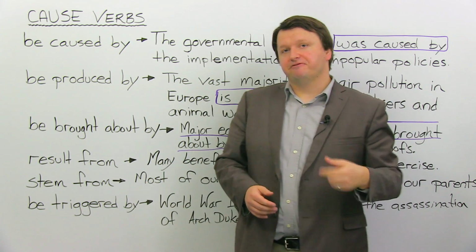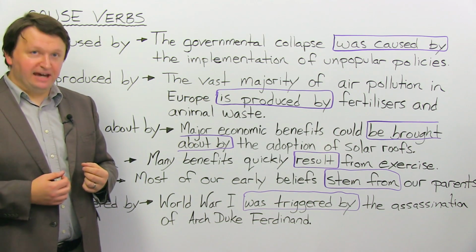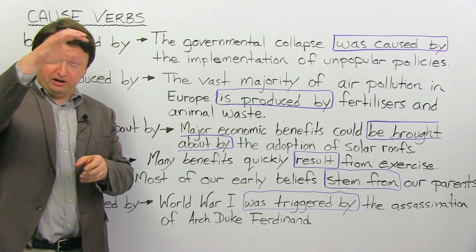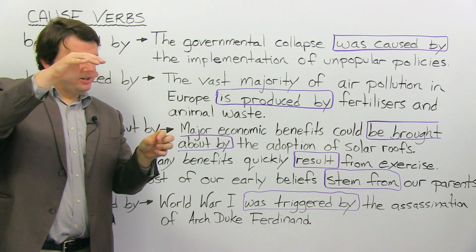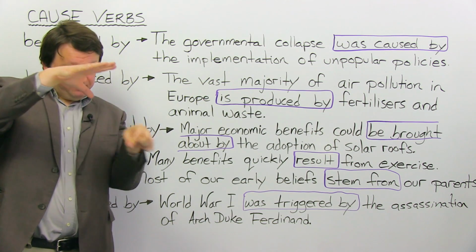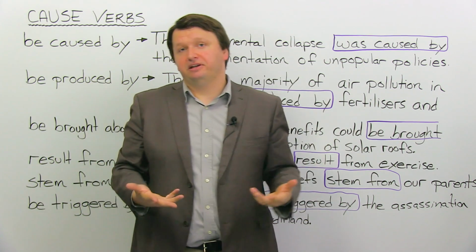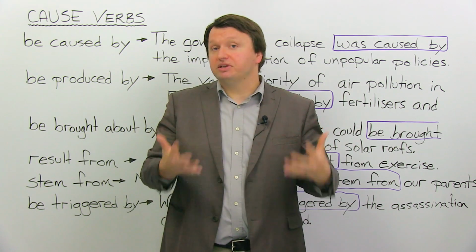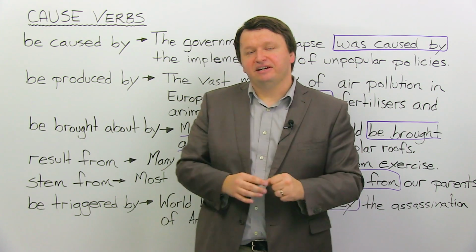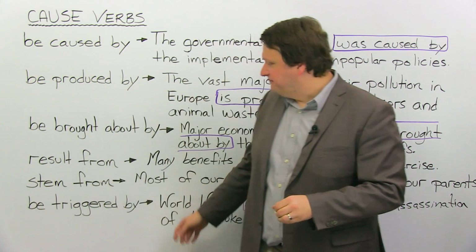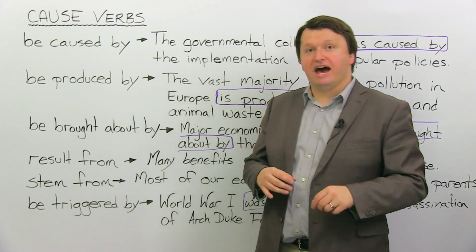So if something stems from something, like for example here, most of our early beliefs stem from our parents. So think of your beliefs as the flower on the top, right? And what causes that flower? Before you have the flower, the stem has to grow. So your beliefs are here and they stem from your parents. Your parents are basically causing your beliefs when you're a child, right? So when you're a kid, who tells you what to believe? Usually it's your parents guiding you in your belief system. So if something stems from something else, it is caused by something, all right? And finally, be triggered by. So if something triggers something else, it literally means it causes it to happen, okay?